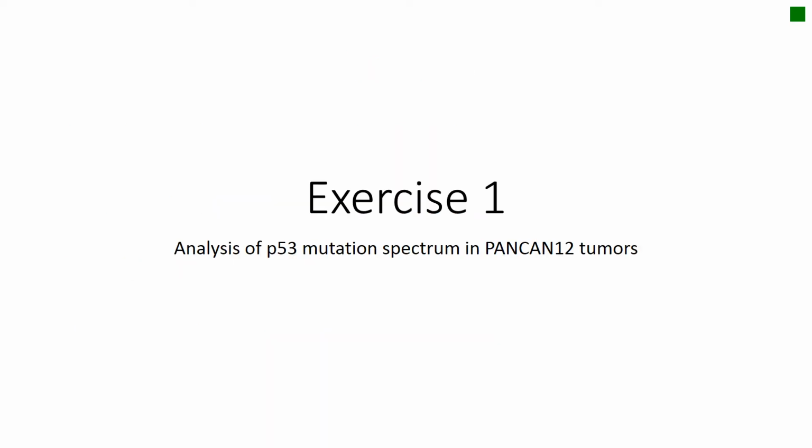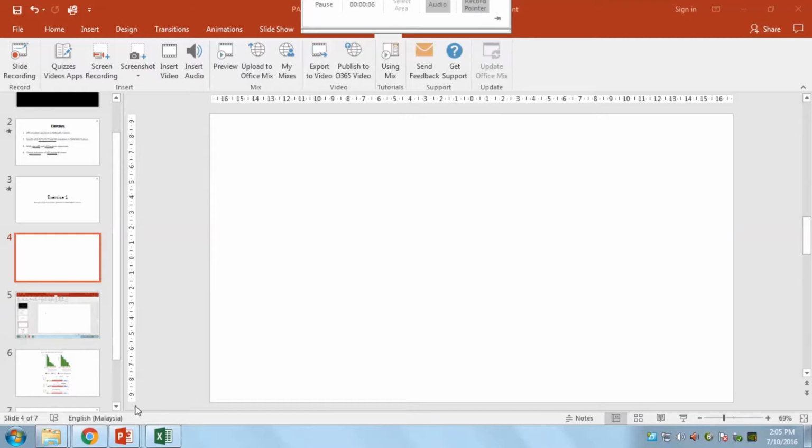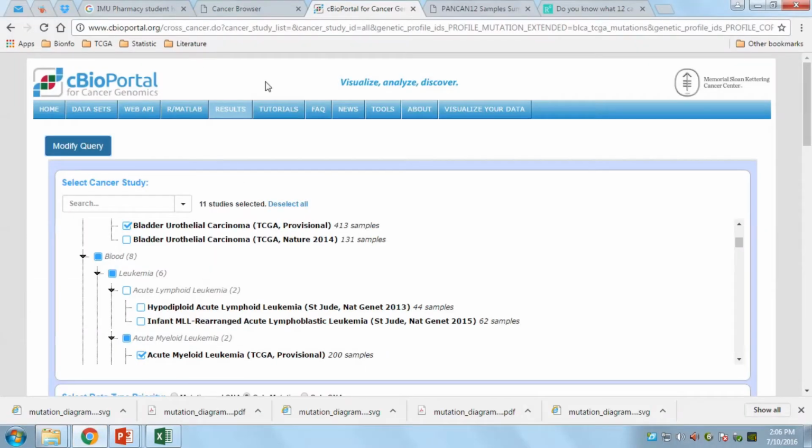Okay, in the first exercise, we are going to perform the analysis of p53 mutation status or spectrum across all the PanCan-12 tumors. Now, one of the best ways to get the p53 mutation spectrum is using the same TCGA data set. You can access it from different platforms, but one of the easiest ways would be to use the cBioPortal.